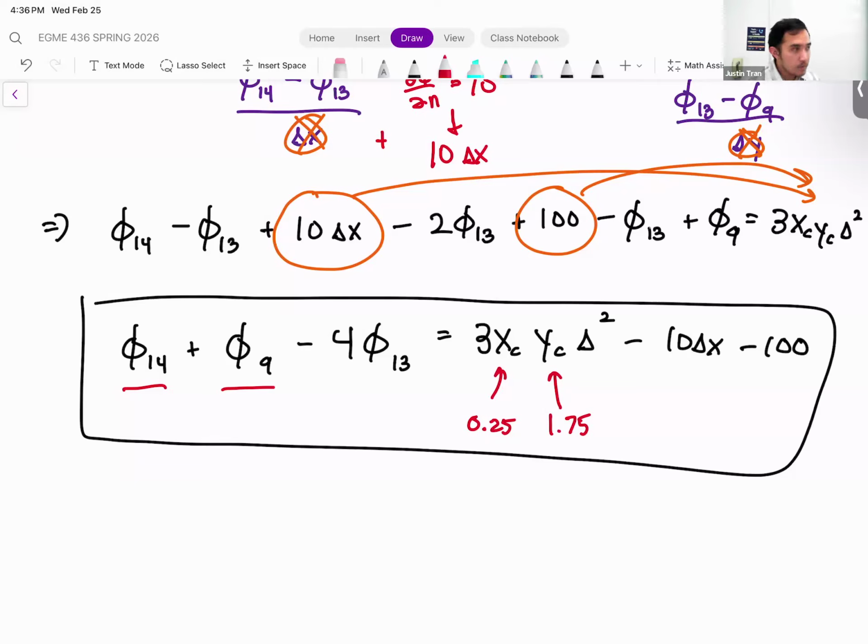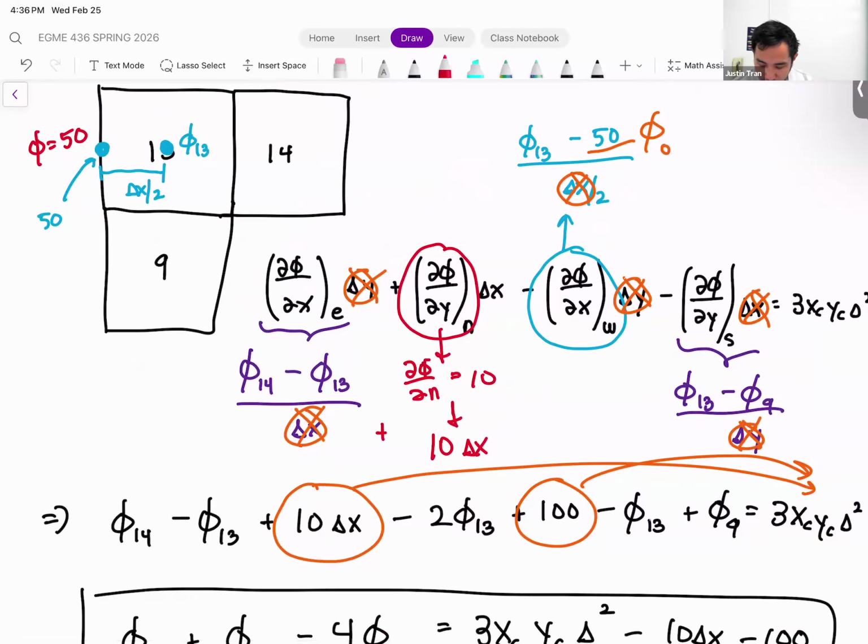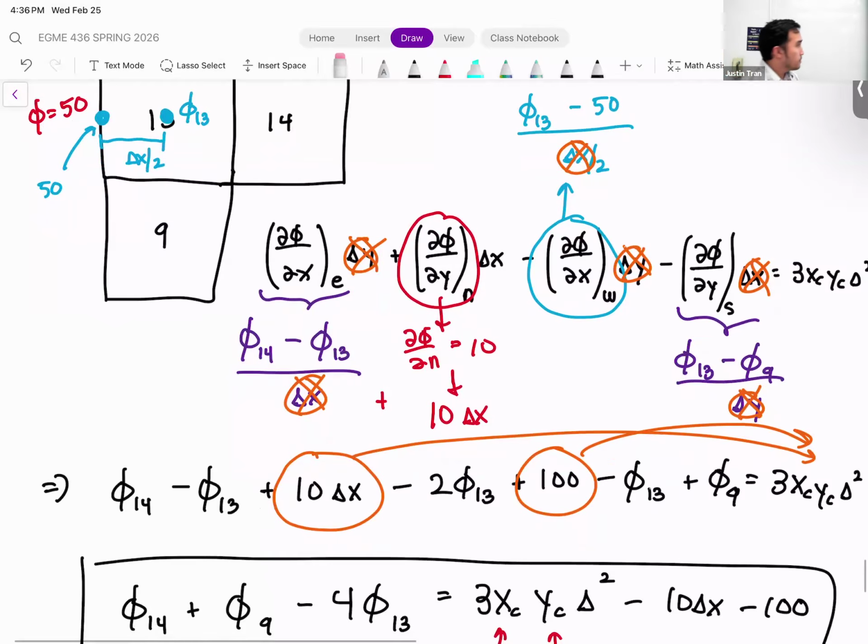All right, any final questions on this before we move on to convection? Yes. Can you scroll up to show what you did on that? Yeah, so for that 100 term, that was our Dirichlet boundary condition. Our Dirichlet boundary condition for this problem was 50. But because we had that 1/2 in the denominator, that 2 comes up and multiplies the 50, so 50 times 2 becomes 100. Any other questions on this problem here?